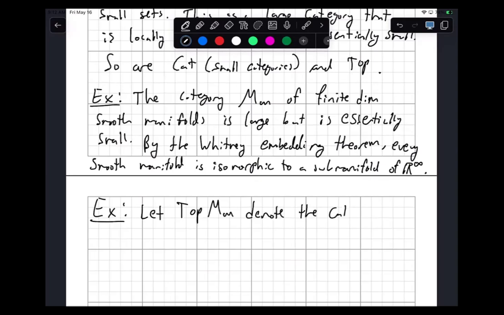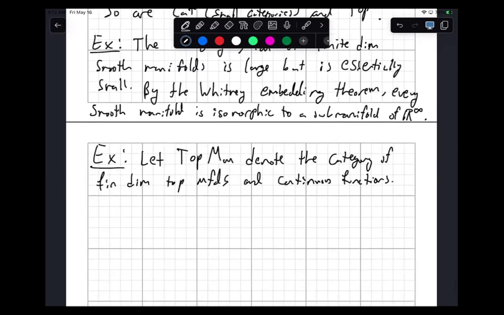So this is a category of finite dimensional topological manifolds and continuous functions. The manifolds are just pieces of Rn glued together. Exactly, so that's what we're going to use here.